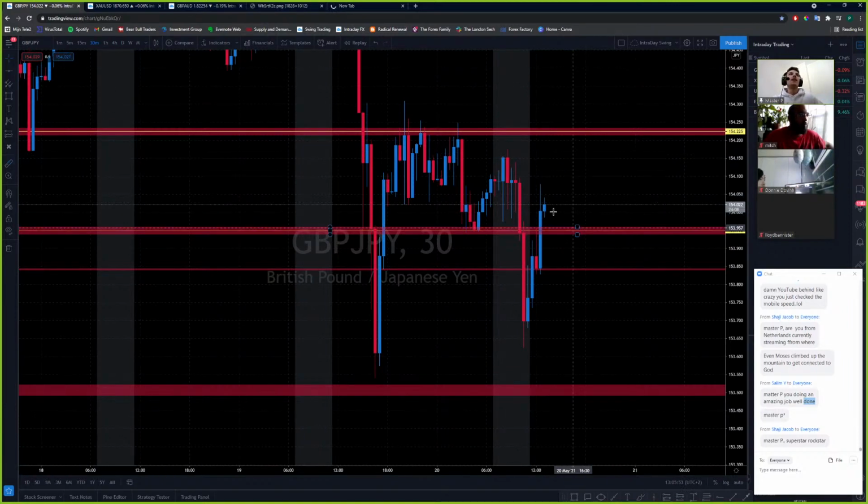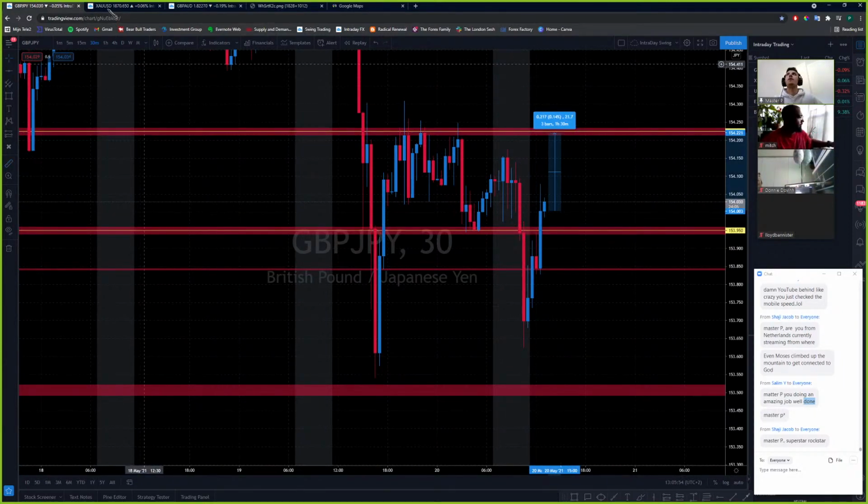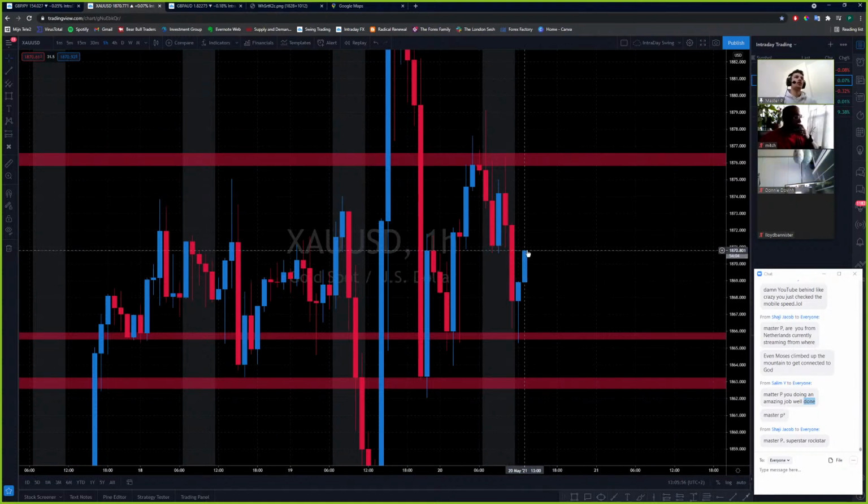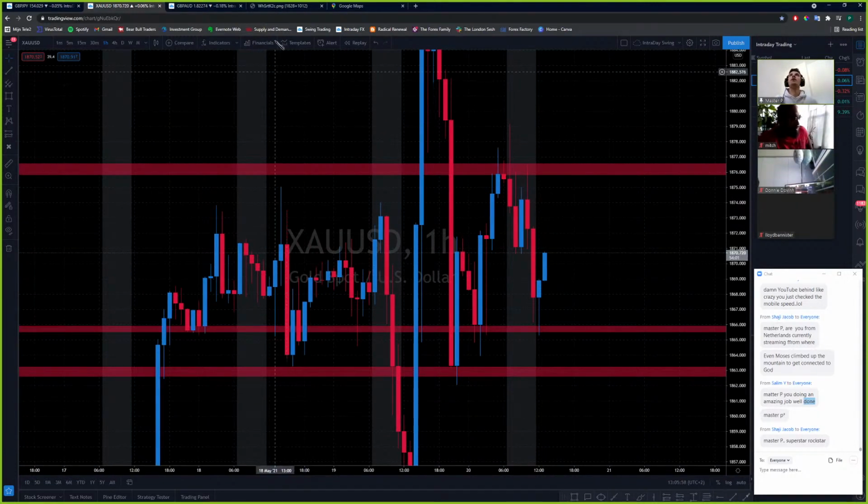So as pound yen is entering this range, there's not much for my plan to be done. And as gold is going up, again, also not much really to be done.